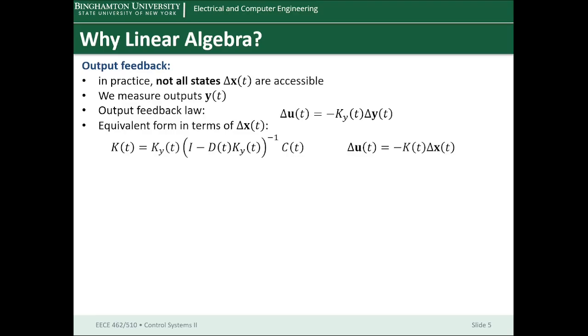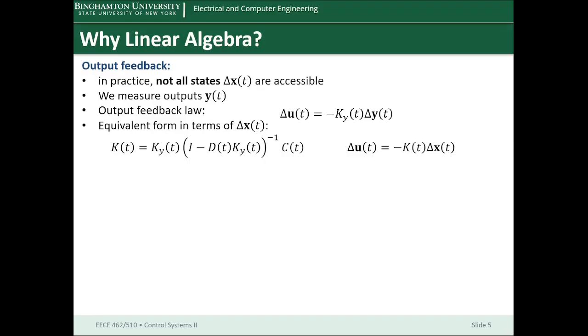This leads to the main question. Here, we will not design K, we design Ky. The question is: is it always possible to design Ky so that we can control the system, or equivalently, can our control input influence all of the states, even though we only measure the outputs?